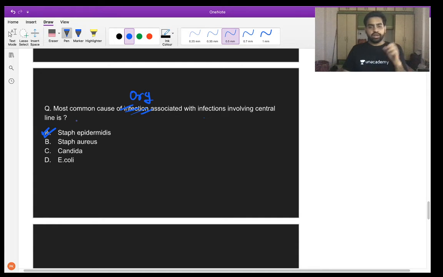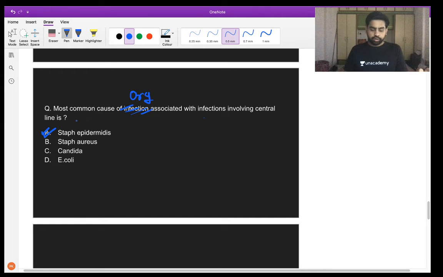Why? Because understand, with any kind of catheter which you put in, for example an IV cannula, the most common organism associated with that infection is Staphylococcus epidermidis, or to be specific, coagulase negative Staphylococcus. So even in the central line, the most common organism associated with this is Staphylococcus epidermidis. Please understand, Krish and Sindhuja, the answer is not B, the answer is A, Staphylococcus epidermidis.